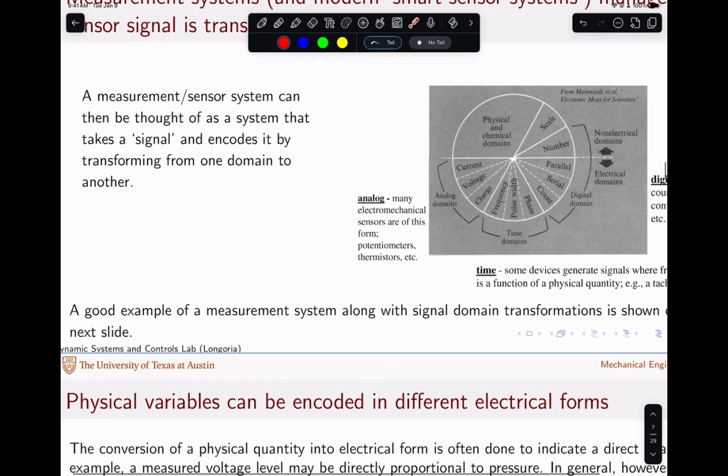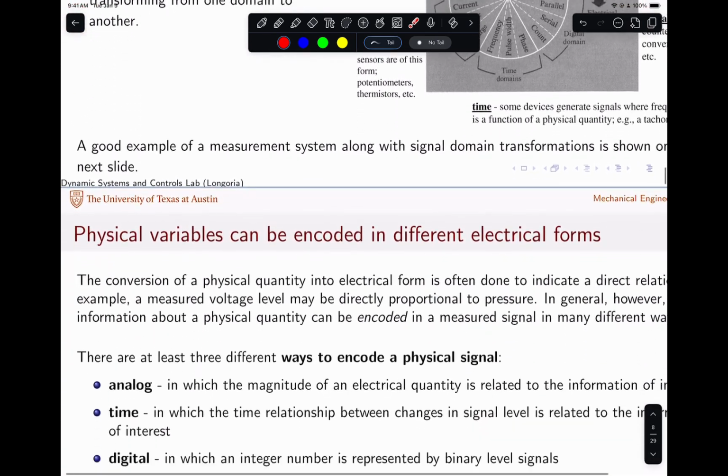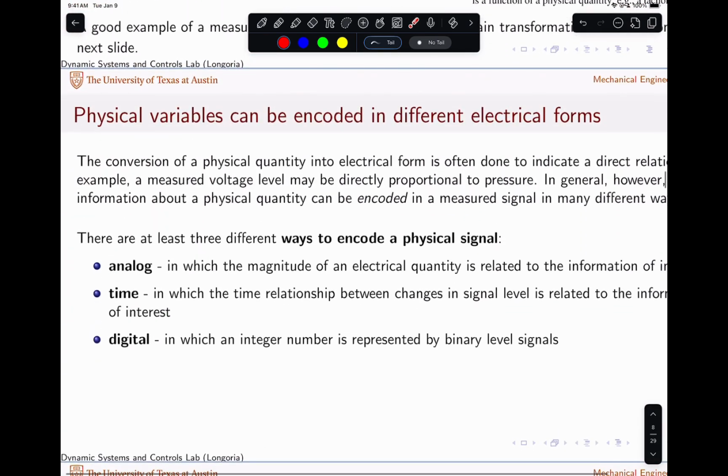And I wanted to show you some examples of that in the next couple of slides. But the idea is, you don't always expect that you're going to be measuring voltages directly, right? Sometimes it just depends on how a sensor is most efficiently developed and built, or you might even have something available to you that you have to use.